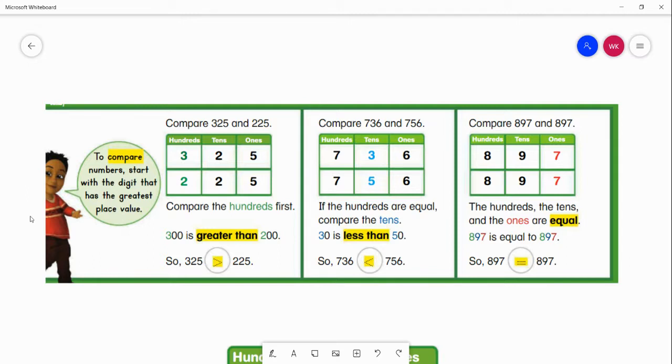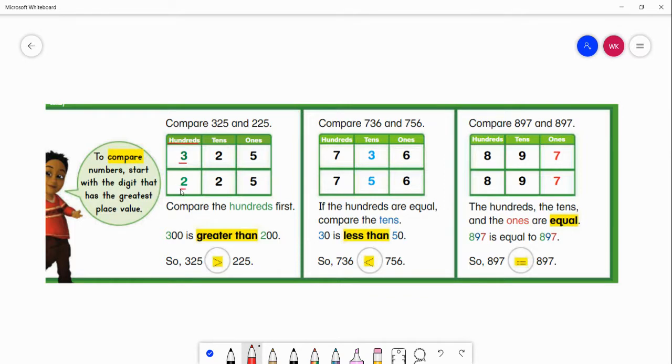It says to compare numbers, start with the digit that has the greatest place value. The digit that has the greatest place value is going to be the hundreds. If there's 1,000 in this problem, then that one would be the greatest. But in this problem, we compare 325 and 225. So we are going to compare the hundreds first. This number has a 3 in 325, and this one has a 2 in 225.